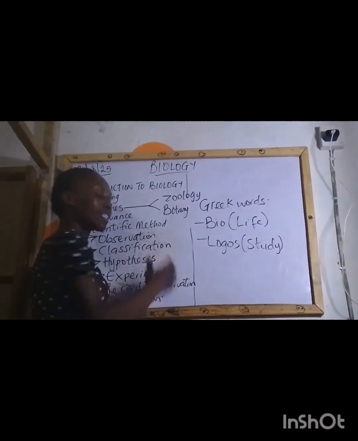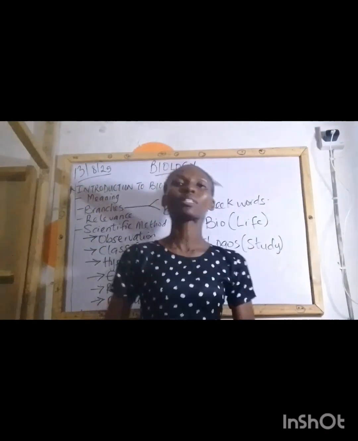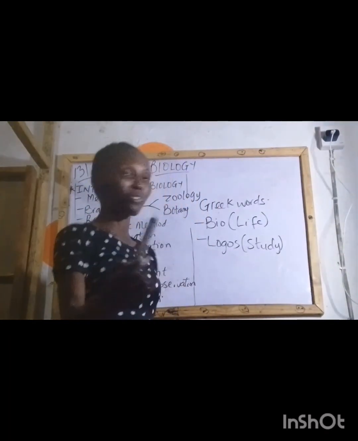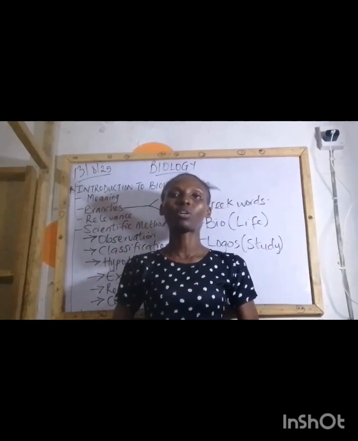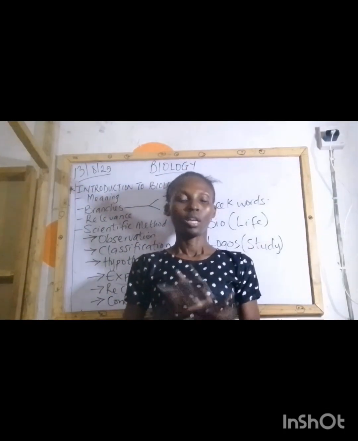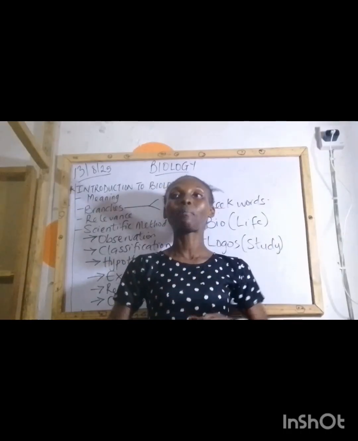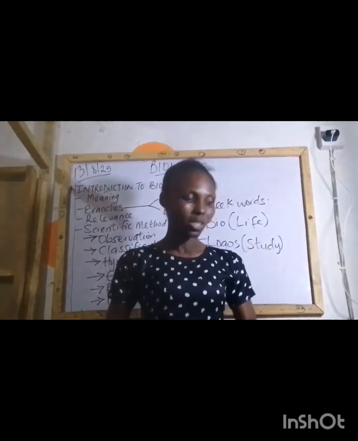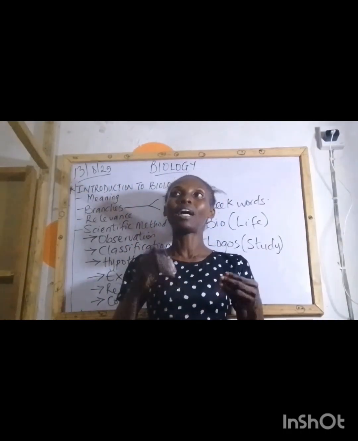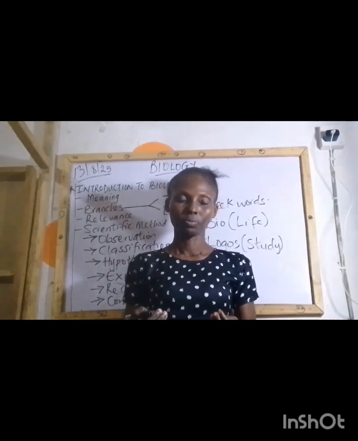Last point here is scientific method. When we say scientific method, what are we referring to? Scientific method is a systematic approach, a systematic process, a systematic method used in investigating a particular phenomenon.